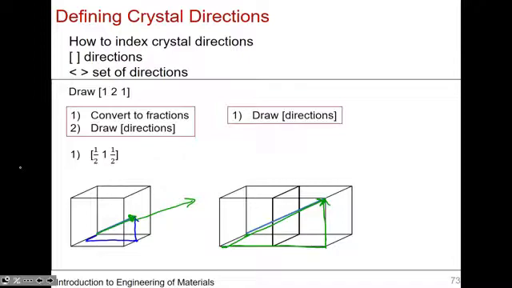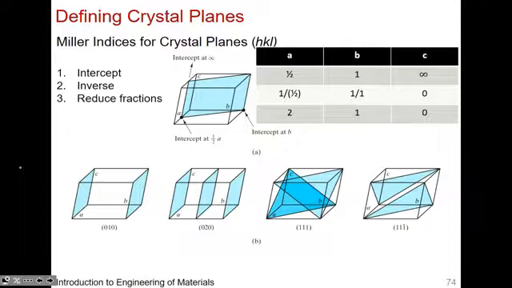Okay? Two different ways of doing it gets you the same arrow. The second option, you have to draw another unit cell, so maybe you don't want to do that. Your choice. Now, hold that one question. When we talk about crystal planes, we have a similar methodology. Some of these examples are in your book, but the methodology is the same.